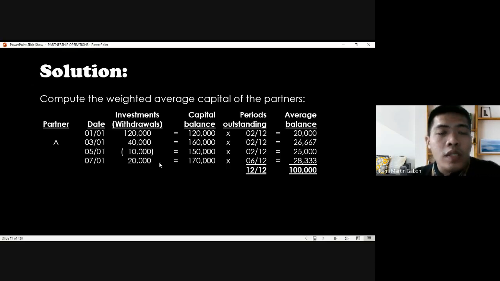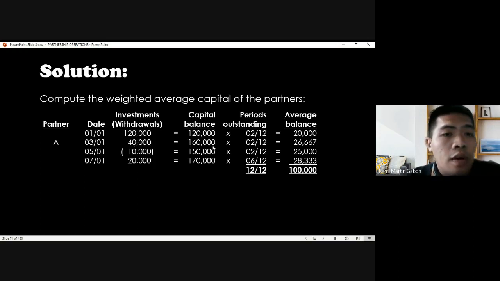Then afterwards, considering the investment, okay? Guys, yung may parenthesis, we mean as withdrawals. Kapag walang parenthesis, we mean investment. So, March 1, there is an investment of 40,000. Then after the investment, 120,000 plus 40,000, the capital balance will be 160,000.